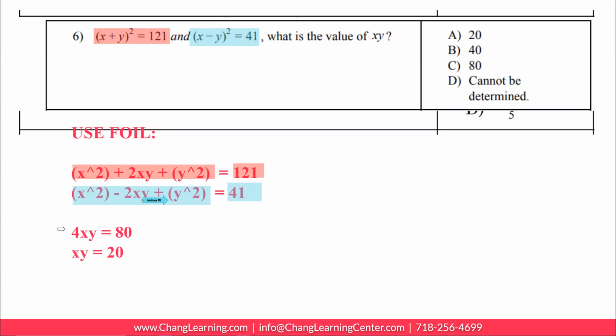y squared minus y squared is 0. And on the right side, 121 minus 41 is 80. The squares get eliminated by subtraction. So then we have 4xy equals 80. Divide both sides by 4, and x times y equals 20. The correct answer is A.